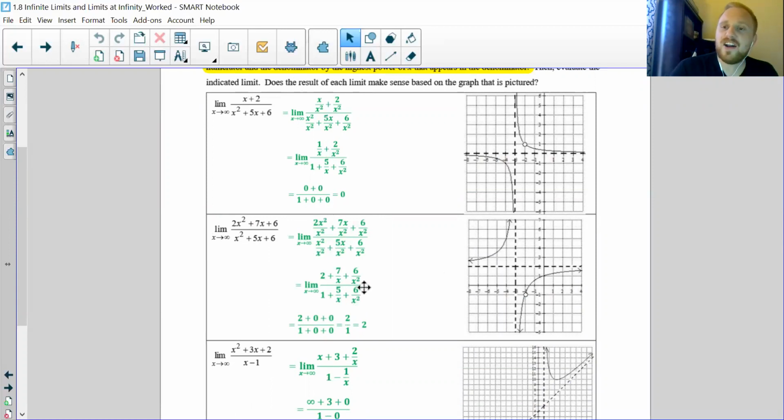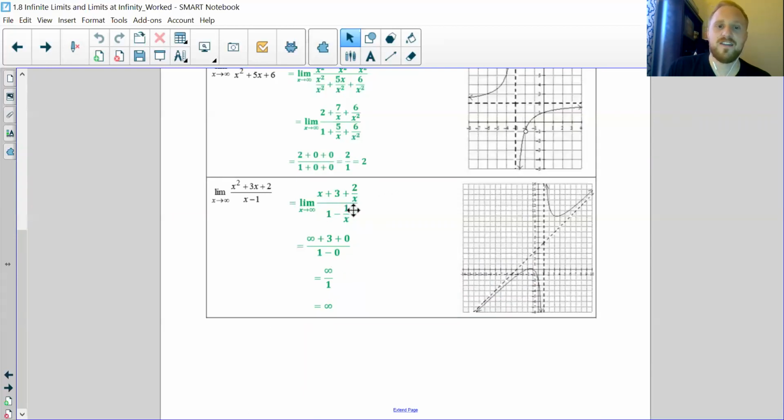Whenever we have a constant over infinity, we always say that it's 0. As our denominator gets larger and larger and larger, and it's being divided by a constant, it's going closer and closer to 0. So we say that a constant over infinity is always 0. So that's why we have this 7 over infinity turn into a 0. That's why the 6 over x squared turns into a 0, because a constant over infinity is 0.